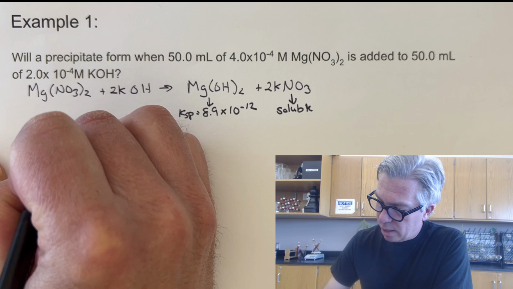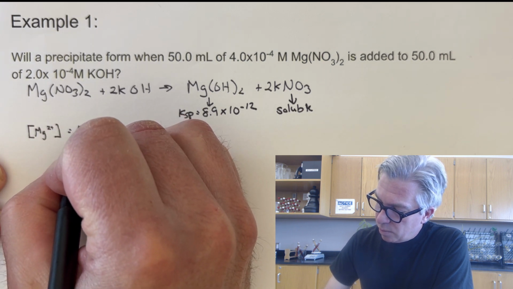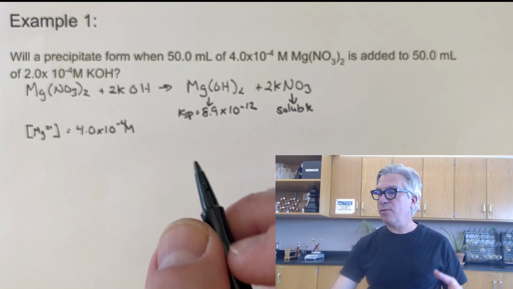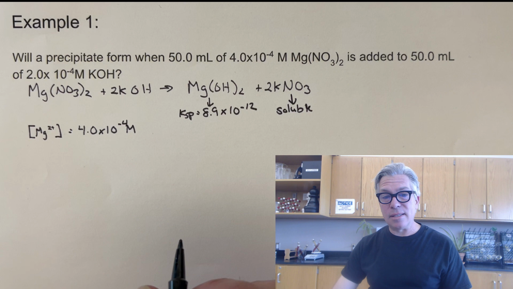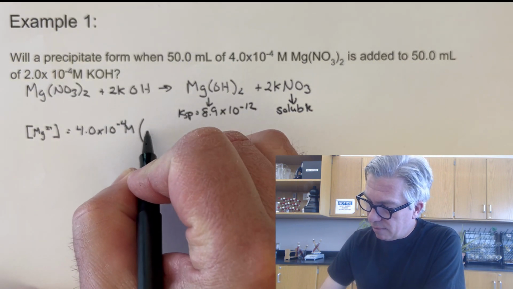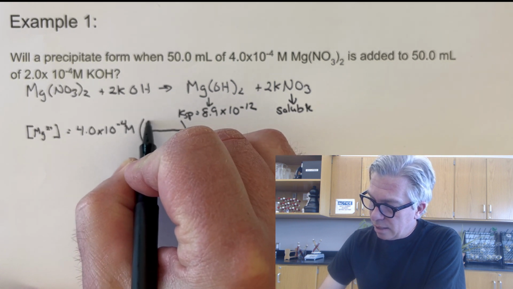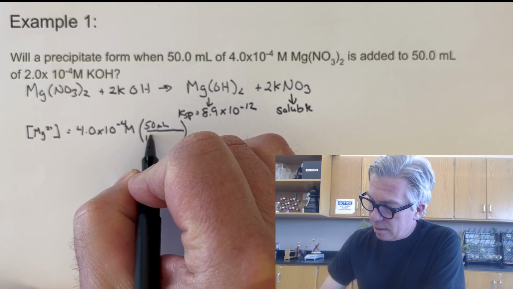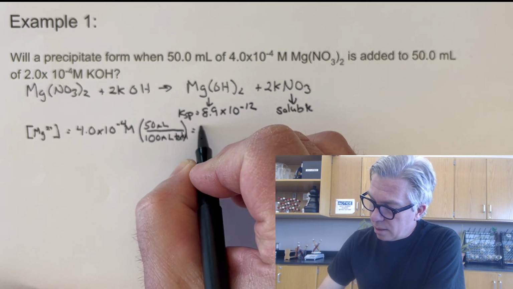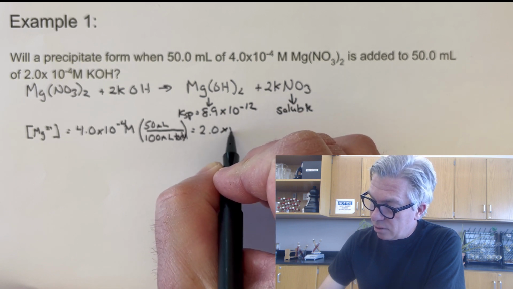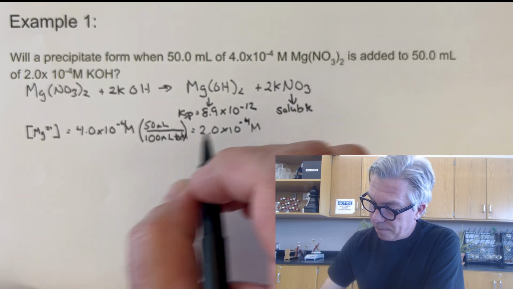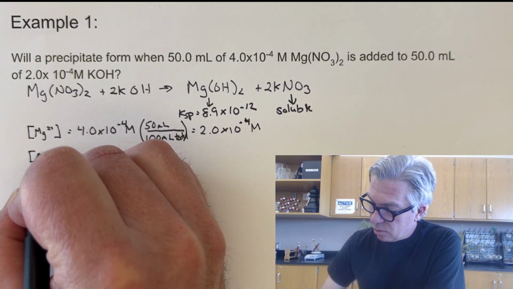And you might be asking, why do we have to do this? We have to do this because, yes, it starts out at 4 times 10 to the minus fourth moles per liter, but the instant I mix them, it gets diluted into a larger volume. So I have to do a little dilution factor here. In this case, I'm taking 50 milliliters, and then it gets diluted into 100 milliliters total. So the concentration of the magnesium is actually going down to half of what it was before, 2 times 10 to the minus fourth moles per liter. And the same thing is going to occur with the OH.